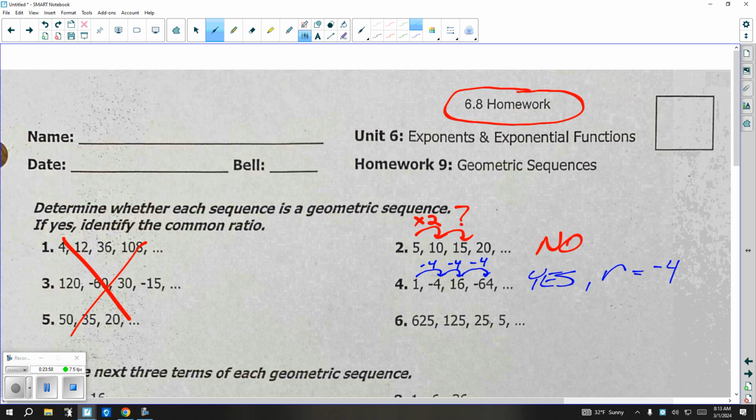So on this one, to go from 25 to 5, I had to divide by 5. I hope you understand that. To go from 125 to 25, I had to divide by 5. And punch that baby in your calculator. To go from 625 to 125, you divide by 5. So, is that geometric? Heck yeah.